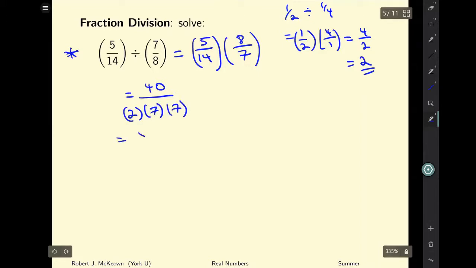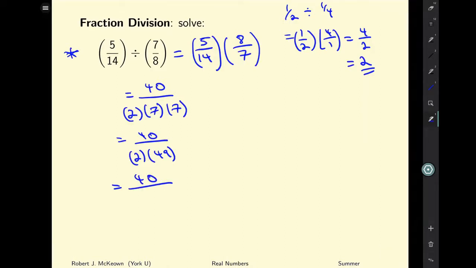and that's going to be equal to 40 over 2 times 7 times 7, that's on the multiplication table, that's 49. And that's going to give me 40 over 2 times 49. Well, 49 plus 49, I know that that's 98. And now I've got 40 over 98. Well, if I divide both the numerator and denominator by 2, I'm going to get 20 over 49.